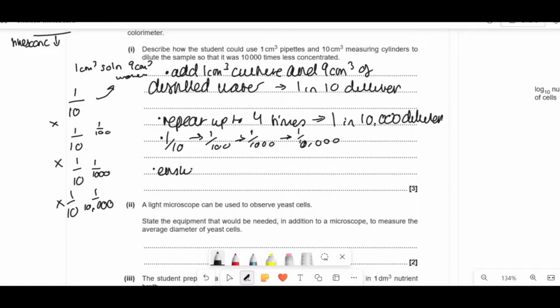Ensure you don't just have it all settle at the bottom and then take some out and miss all of it. So you want to ensure that you're mixing the yeast at each stage as well, so that you are always making sure that it's evenly spread out. So when you take out 1 centimeter cubed, you know that you're taking the right amount out and you're not just taking out the watery bits above it.